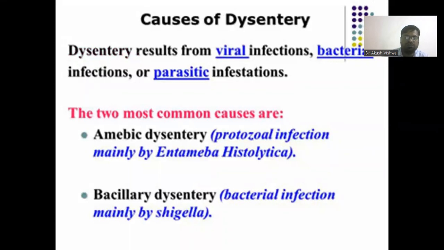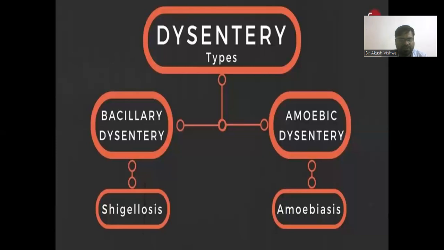So what are the causes of dysentery? Dysentery actually results from viral infection or bacterial infection, or it could be parasitic infections. The two most common causes are, first, amoebic dysentery due to protozoal infection, mainly by Entamoeba histolytica. Another cause is bacillary dysentery, which is a bacterial infection mainly by Shigella.